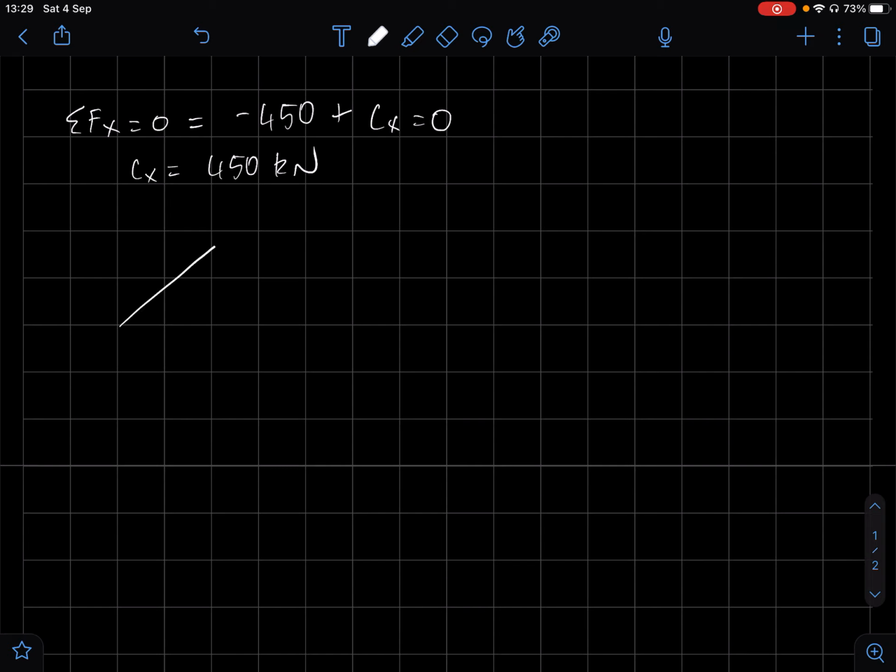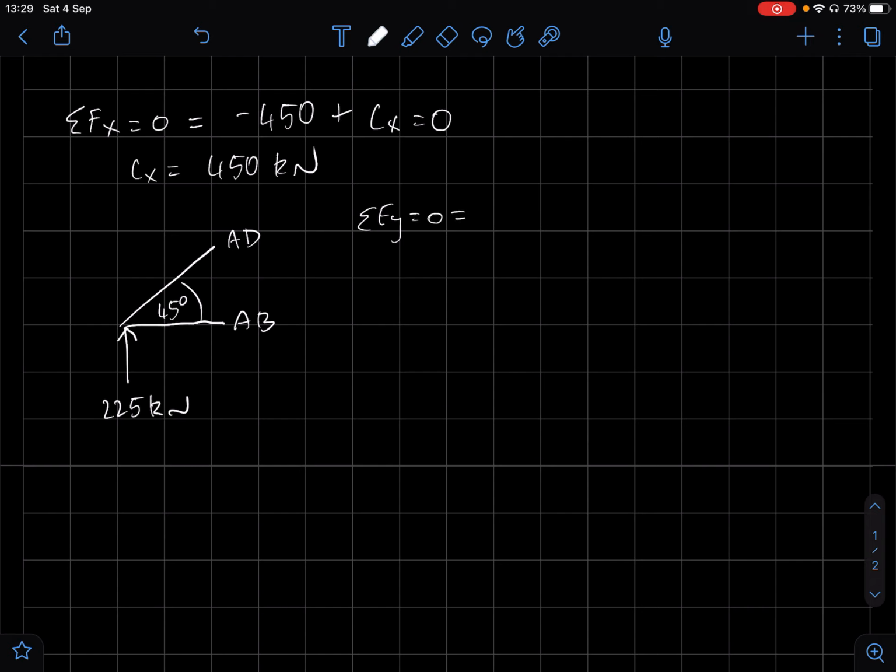Okay, so let's draw the free body diagram for joint A. So we have a member going like that, member going like that, and our AY force going up like that. We calculated that as 225 kilonewtons. That's AD, that's AB, and that angle is 45 degrees. Okay, so let's start by summing the forces in the y direction.